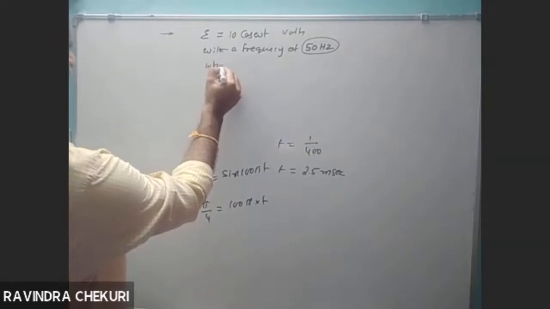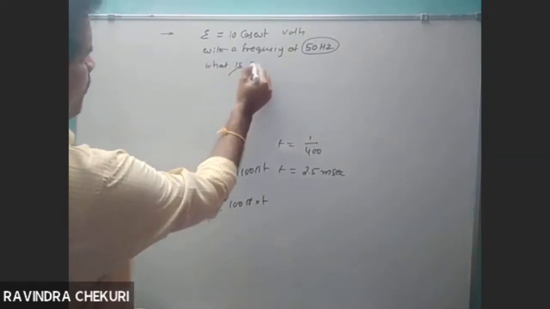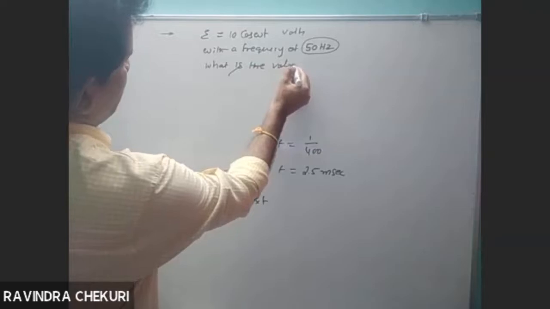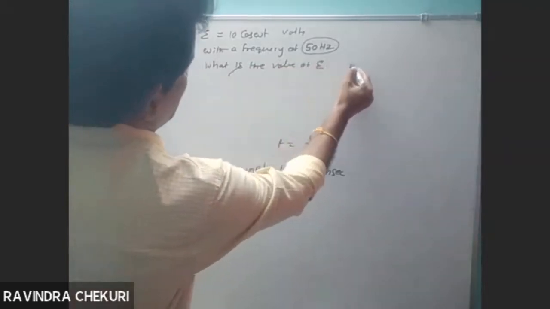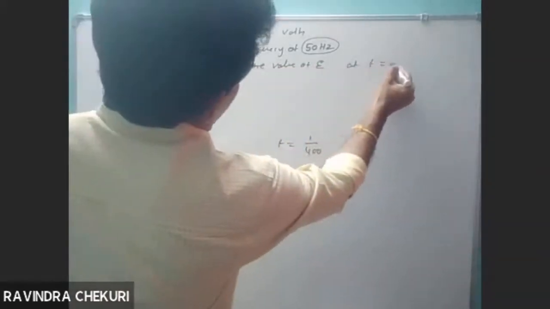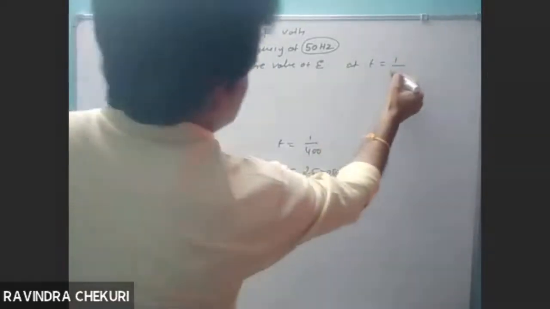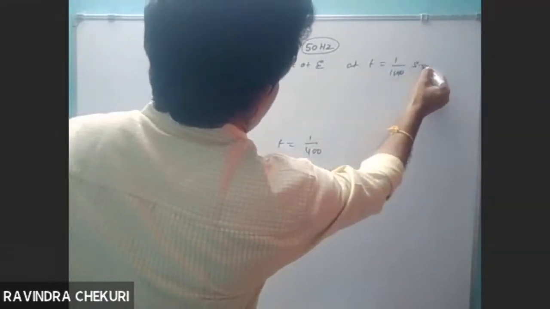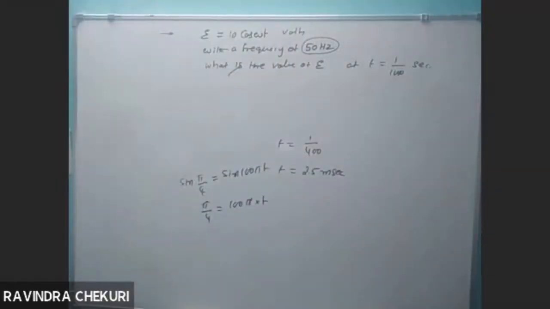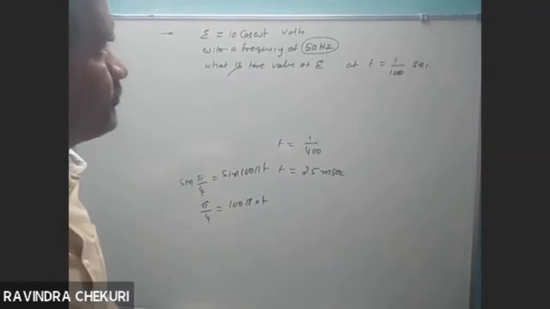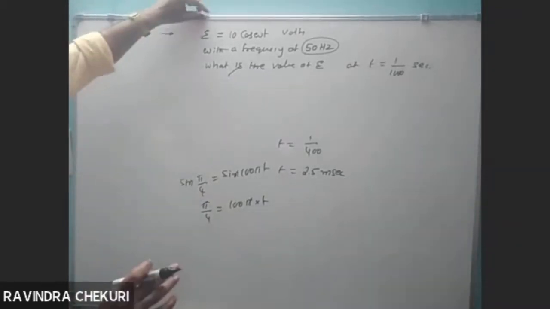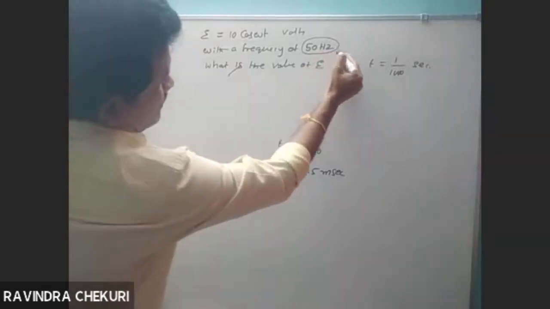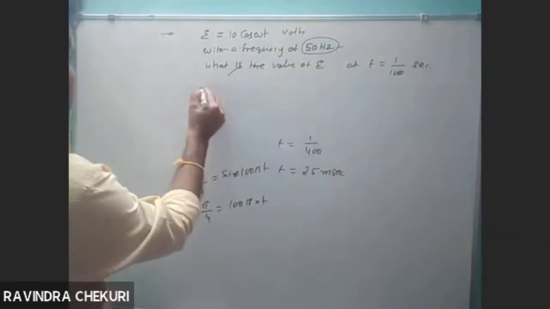So what is the value of EMF at t is equal to 1 by 1000 seconds? Just substitute all the values. Frequency f is given, and t is given. So what is the given equation?